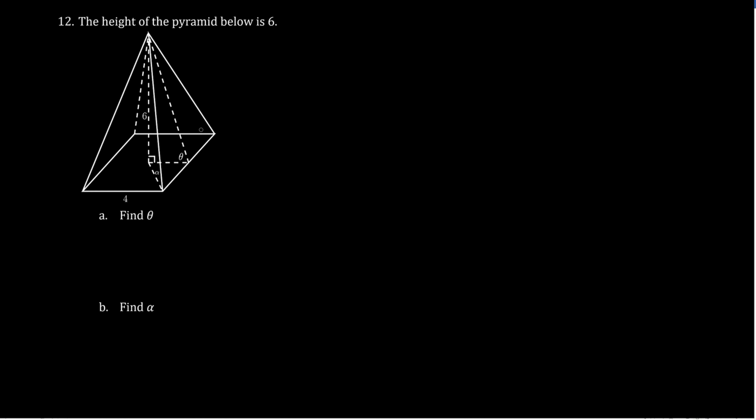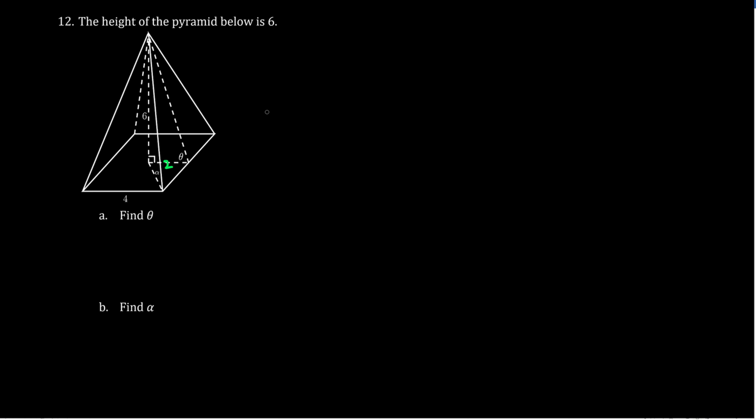Let's move on to a 3D pyramid problem. The height of the pyramid below is 6 meters perhaps, and the base here is 4, and we have a square base. Find theta. So if this entire bottom is 4, the halfway point would be 2. So I'm going to copy down 2 here, and we're going to focus on this right triangle here.